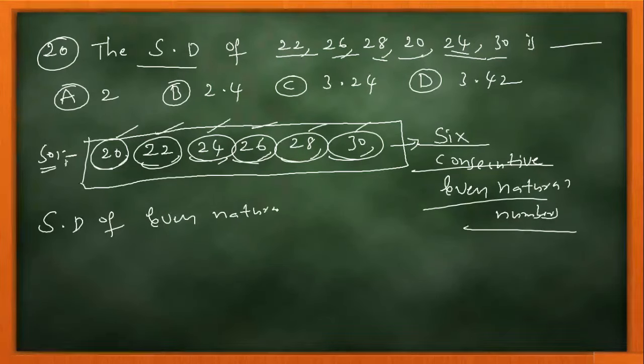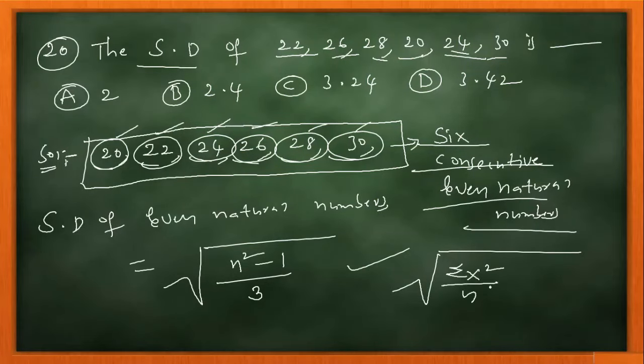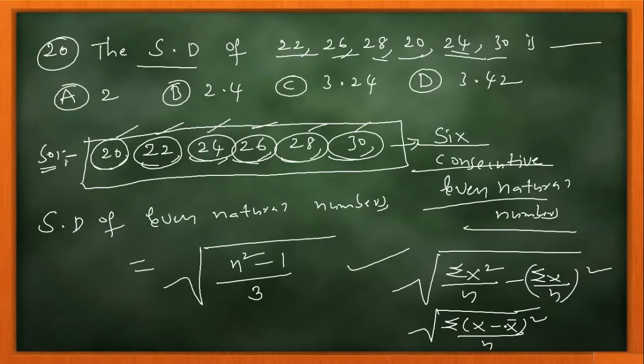First, these are consecutive even natural numbers. What formula is required directly? We can use this formula directly as a shortcut: square root of (n square minus 1) by 3. Otherwise, there is a formula for standard deviation: square root of summation x square by n minus (summation x by n) whole square. Or you can use this formula also: summation (x minus x bar) whole square by n. There are two formulas. We can use any one of the formulas to get the solution.